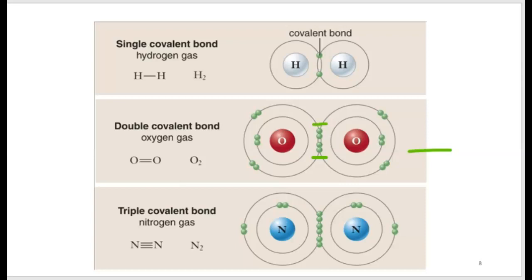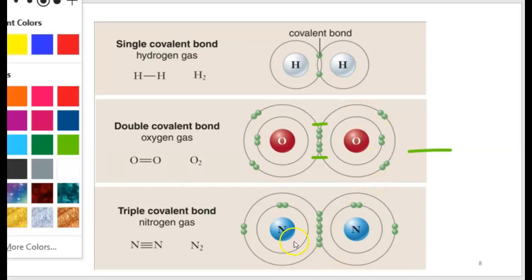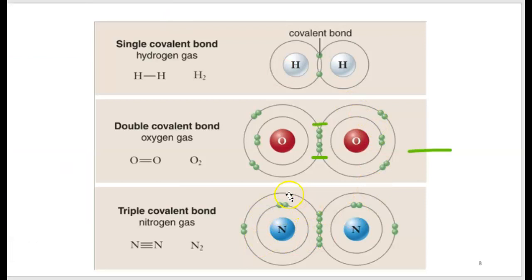In the case of nitrogen gas, one nitrogen atom would really need 3 electrons to fill its valence orbital, and so a triple bond forms between 2 nitrogen atoms. So normally nitrogen has 5 electrons in its outer orbital, but when it can share 3 with its neighbor, now it's got 8. So that's an example of a triple covalent bond.